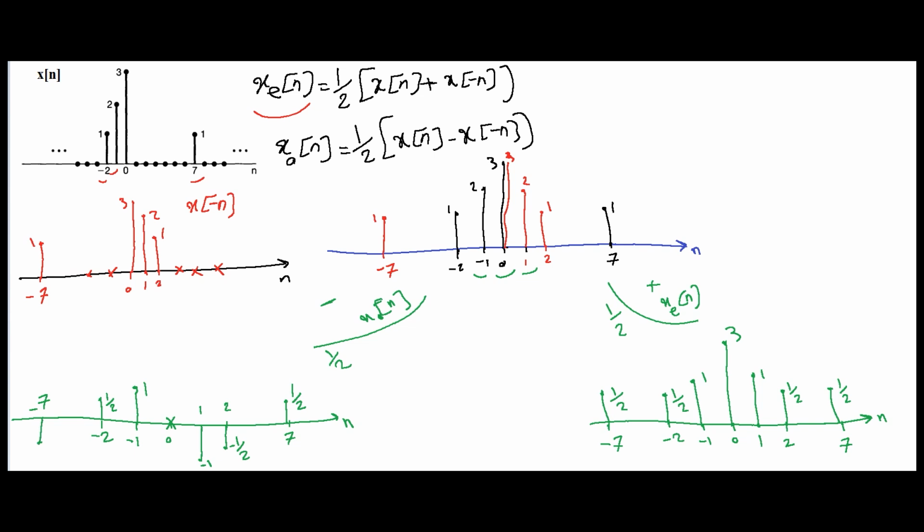Finally, at n equals -7, (0 minus 1) divided by 2 gives -1/2. These samples form the odd part of the signal. And that's how we obtain the even and odd components of a discrete-time signal.